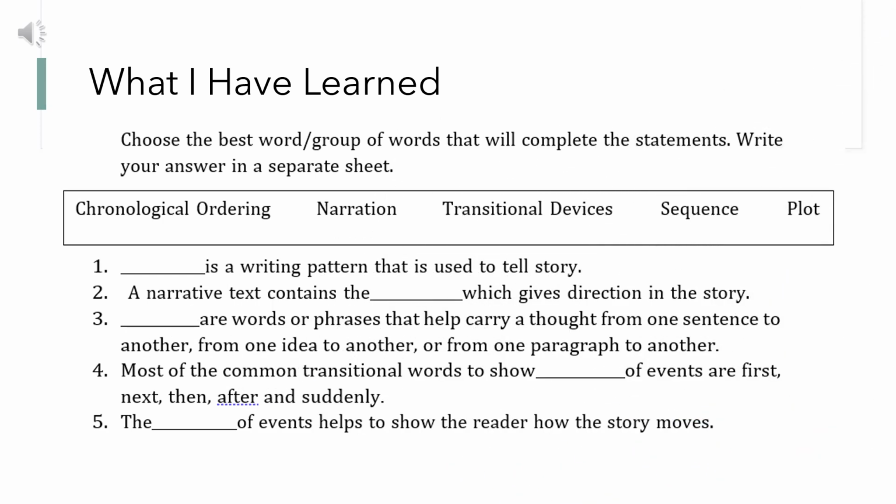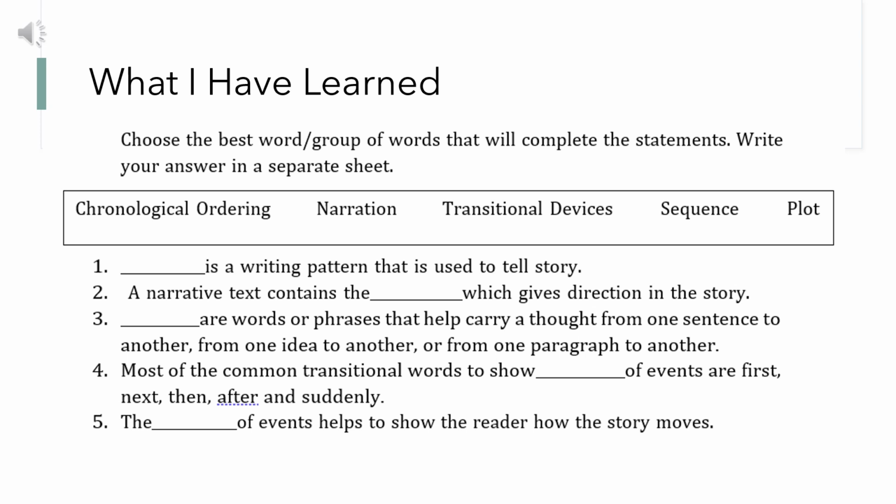What I have learned. Choose the best word or group of words that will complete the statements. You just say your answer after I finish reading the number twice. Okay, so what are the choices? We have chronological ordering, narration, transitional devices, sequence, and plot. So let's have number one. Blank is a writing pattern that is used to tell a story. Five, four, three, two, one. The correct answer is narration.